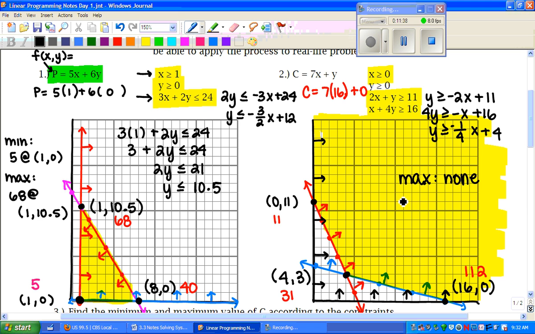So if I compare all of those three numbers, the smallest one is 11, and that happens at the point 0 comma 11. Again, we don't have a maximum because I could pick any point that I want up at the top of the graph, but because it's not bounded, I could keep picking a bigger one, and I could make my objective quantity have a larger value.